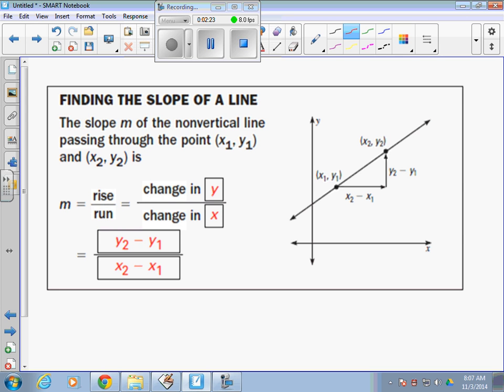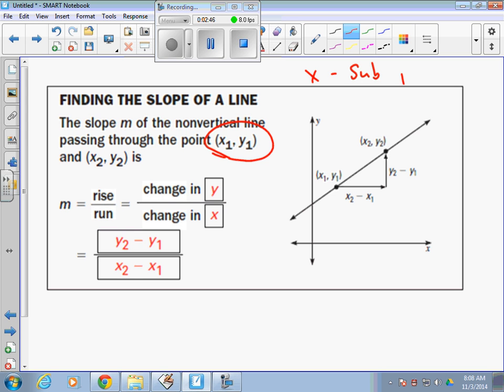So the first boxes we had to fill in was finding the slope of a line. The slope M of the non-vertical line passing through the points. Now you read this right here. You don't read this as x1, y1. I can't believe how many times I hear that and it drives me insane. Or x2, y2. You read that as x sub 1. Think about like it's sub because it's below it. Y sub 1, X sub 2, Y sub 2.